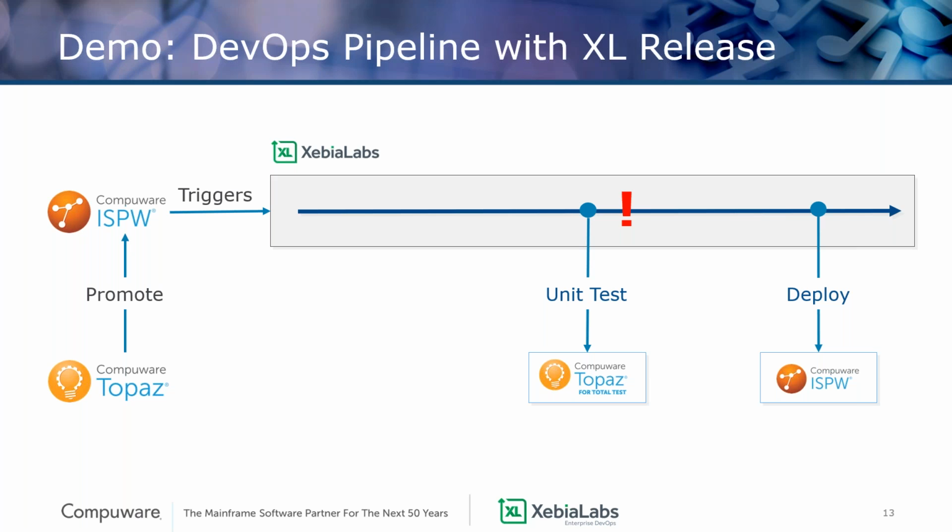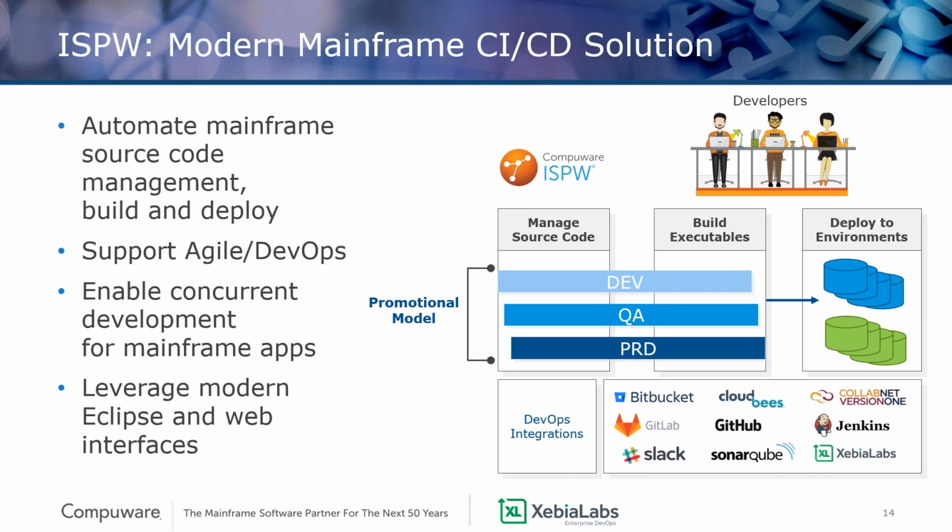And just to show how this looks from a graphical point of view: after the first two demos, when the developer has made the change to the code and versionized it, and has created the unit test, the developer will then promote to ISPW from within the Topaz workbench. This will trigger the XebiaLabs pipeline, which will integrate with Topaz for Total Test to execute the test cases, and finally do the deployment with the ISPW integration. So first, let us switch over to Mark, who will take you through how to use ISPW to versionize mainframe code.